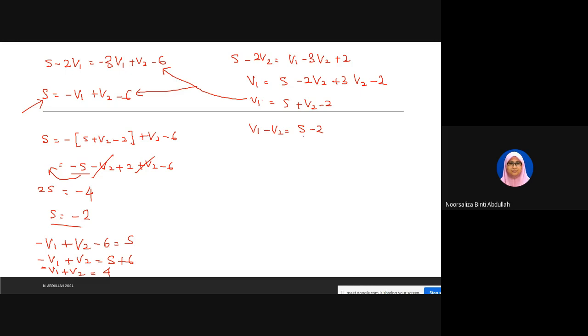Then replace your S with minus 2. Then you get V1 minus V2 equals minus 2 minus 2. Okay, V1 minus V2 equals minus 4. Any questions up to this?